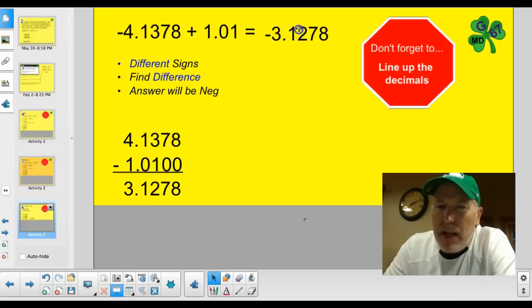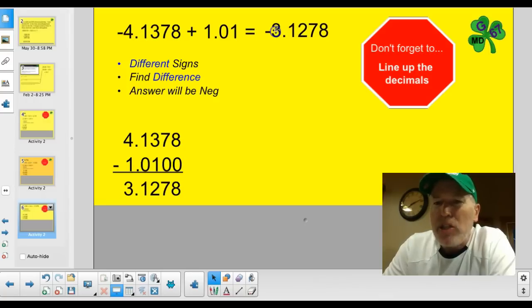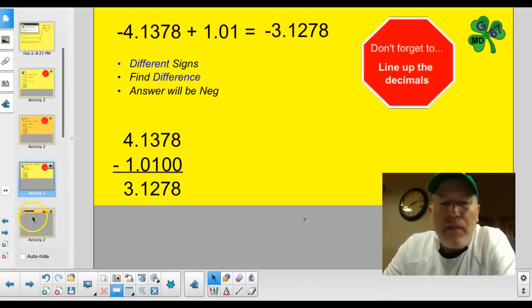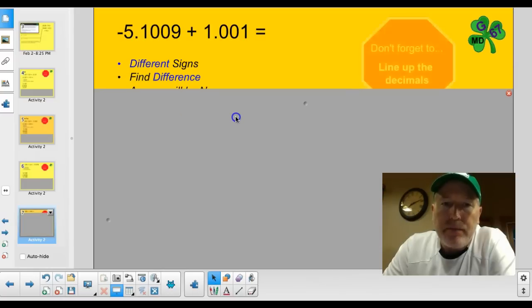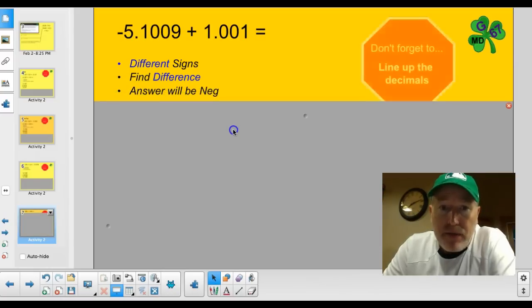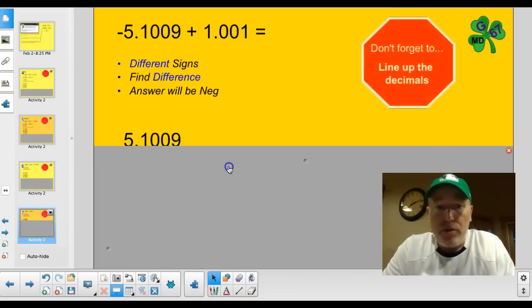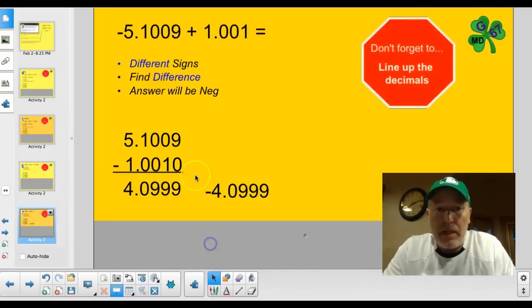So remember my estimate I had in my head, it's about negative 4 plus 1. Yeah, I meant negative 3 something. My answer makes sense. I've got my decimals lined up. I'm confident. All right. I'll have you try one very similar to that. Go ahead. Don't forget to line up the decimals. All right, let's see how you did. You are correct. These have different signs. So you're going to need to find the difference between the two. Your answer will be negative. So I'm going to show you my work here. I lined them up.